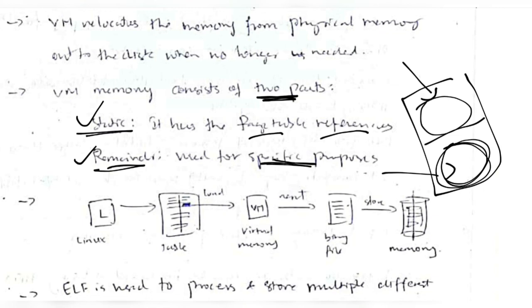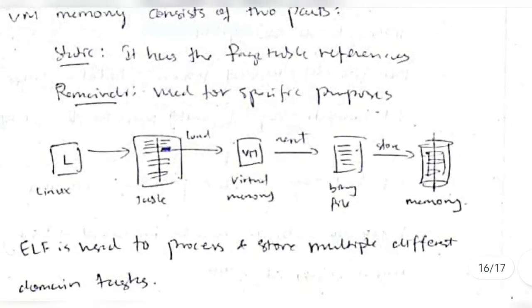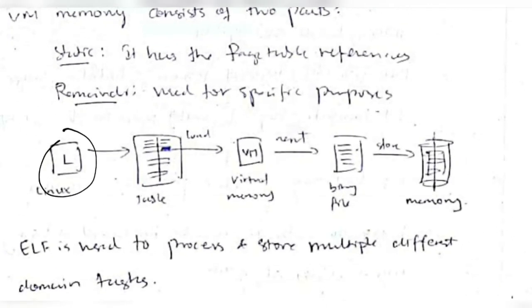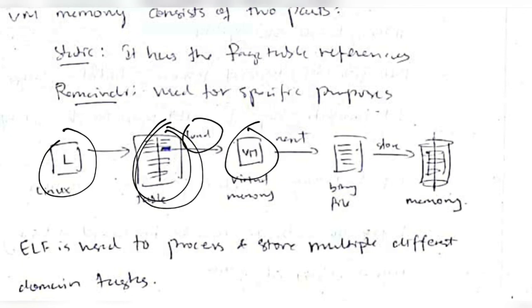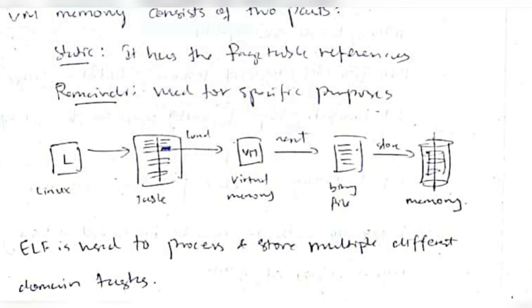And the general sequence of writing data using virtual memory is: from the Linux system, we look at the table, and from the table we load the value into the virtual memory. Virtual memory will write the data into a file, and that file will be stored in the secondary memory. The reverse is also possible. If you want to read some data, we fetch the data from the memory into a file.